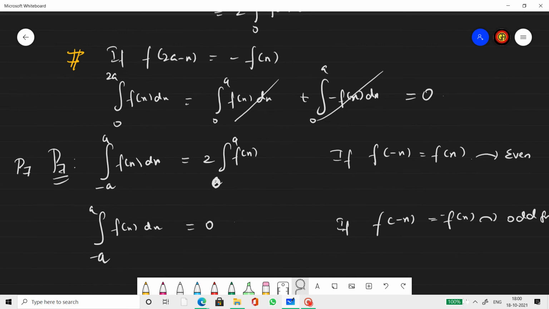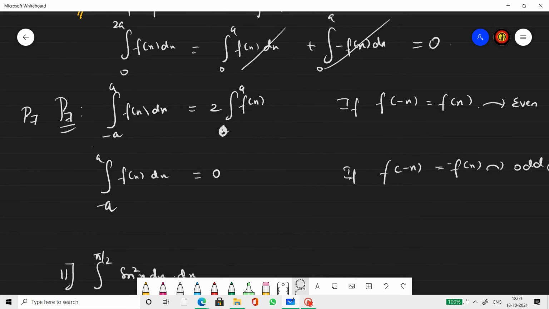Now property 7. Here it is integration from minus a to a. This is particularly used when you find the limits equal in magnitude but different in sign. The values are the same but the sign is different. Only then you will try to do this. So if f of minus x is equal to f of x, the function is said to be an even function.